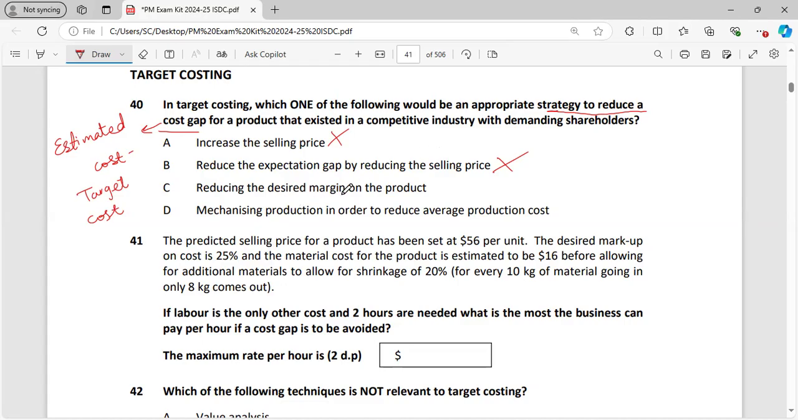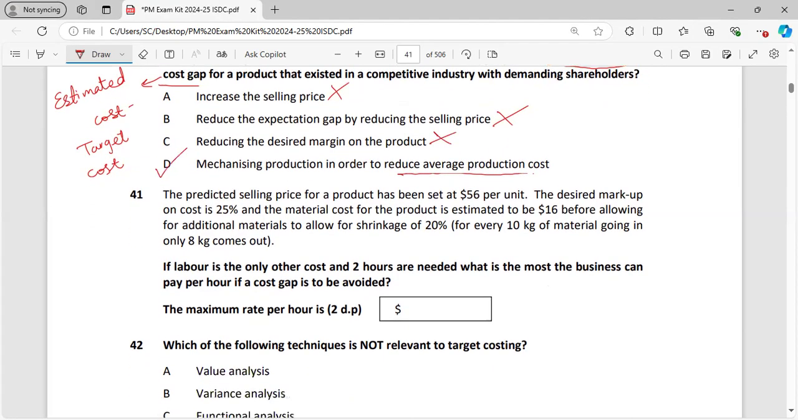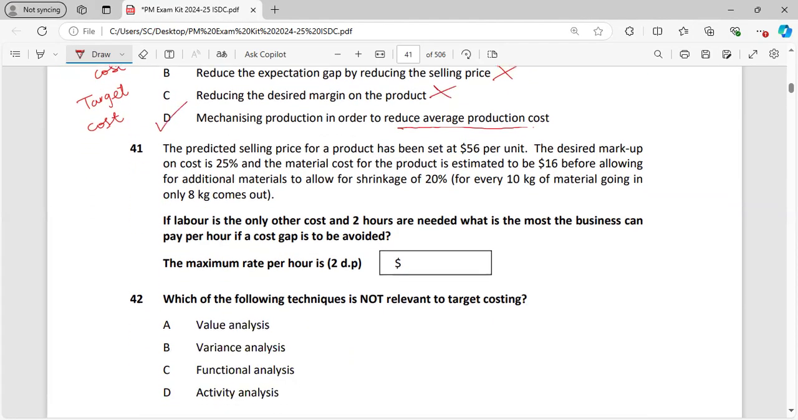Reduce the desired margin on the product. If you are going to reduce the desired margin on the product, it means you are going to increase your target cost. So again, this is not the way to reduce the target cost gap; it is an irrelevant statement. Mechanizing production in order to reduce average production cost. If you reduce your average production cost or estimated cost, it will ultimately reduce the target cost gap.